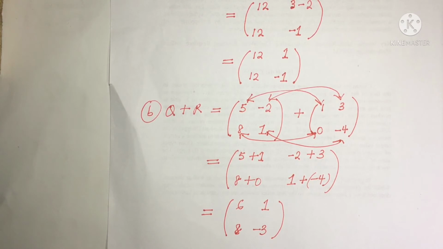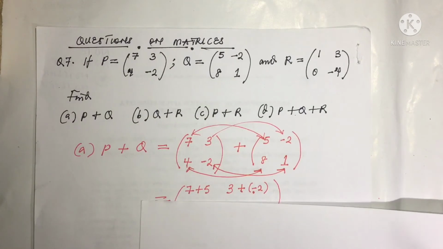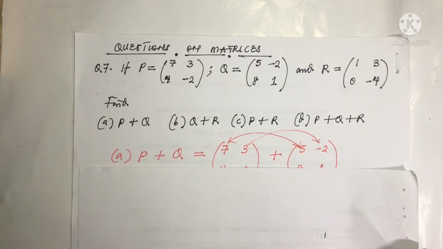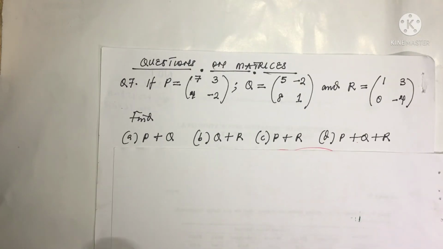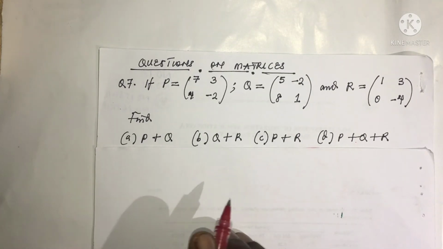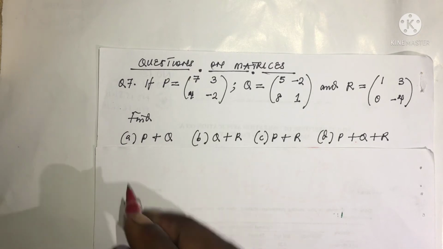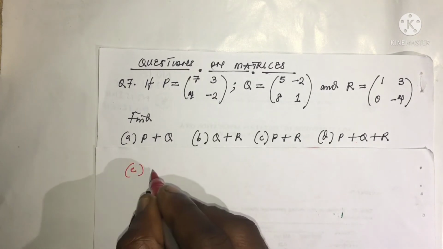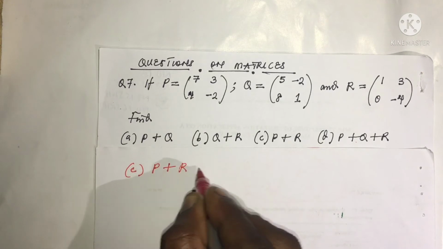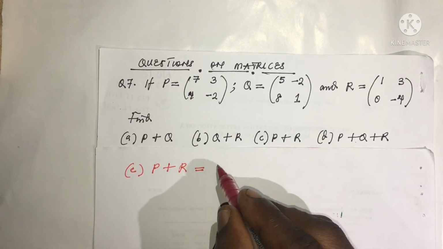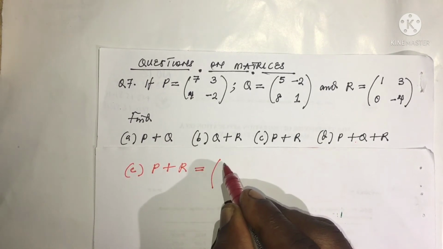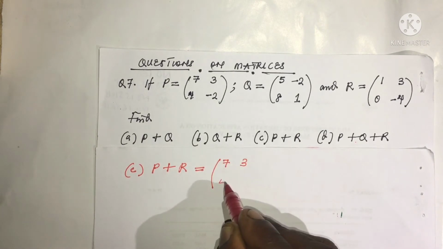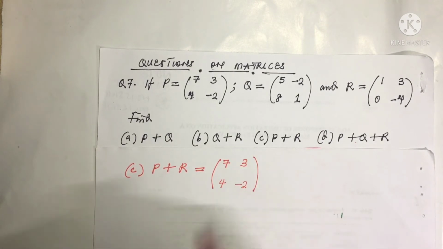Now, we are going to solve problem C. What does problem C say? Problem C requires that we find P plus R. So for problem C, we have P plus R equals, bring the matrix P, 7, 3, 4, and -2. Bring the matrix R.